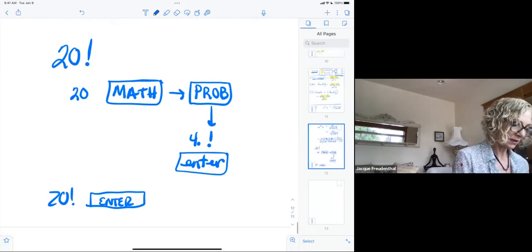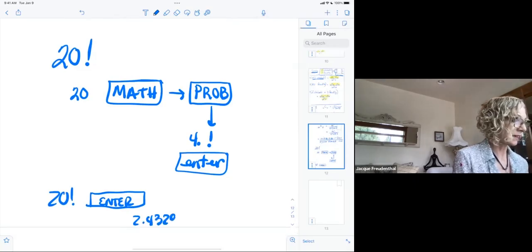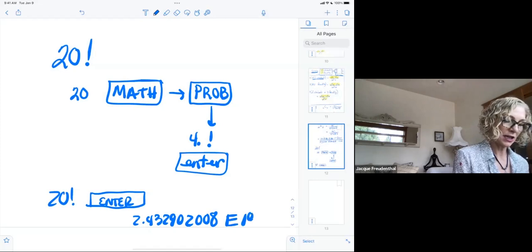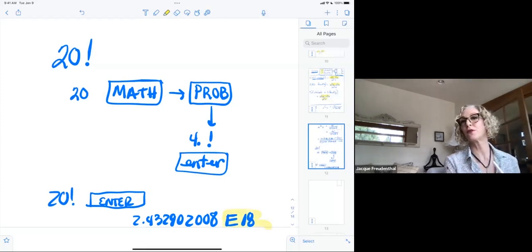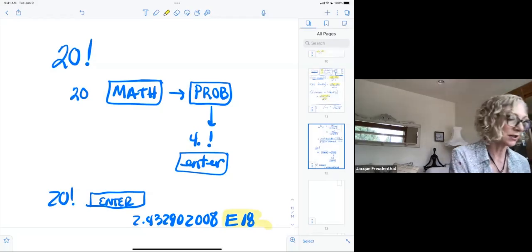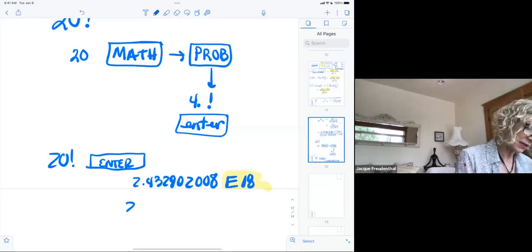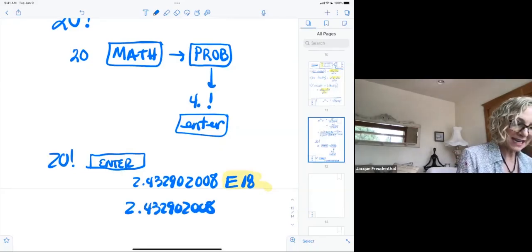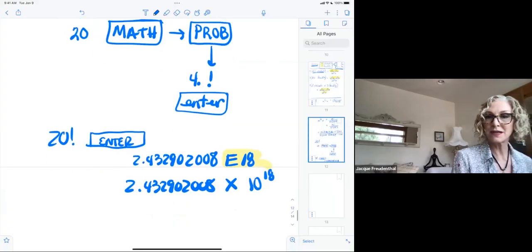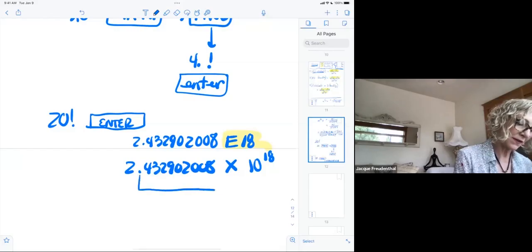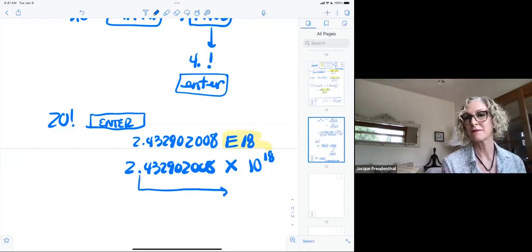And we get 2.432902008 E18. You know to look at the very end of your calculation because this is scientific notation. The scientific notation 2.432902008, that E18 means times 10 to the 18th power, which means I would take this decimal place and move it 18 places to the right.